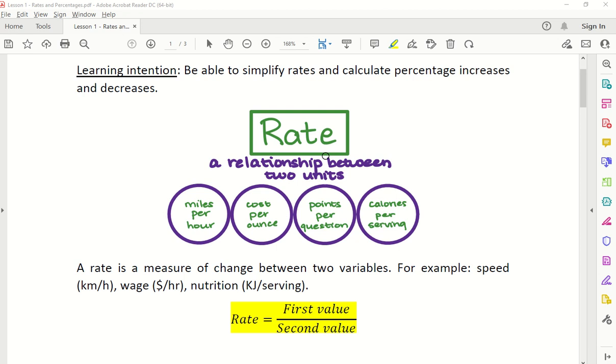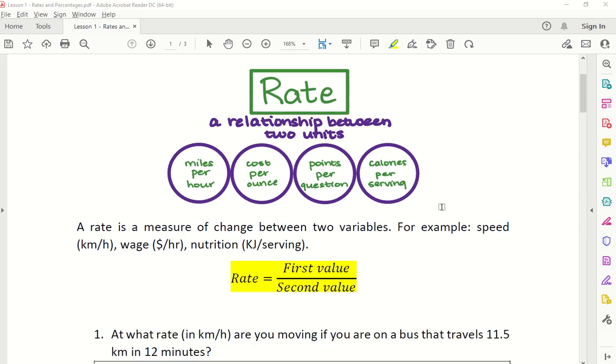So what is a rate? Well, in simplest terms, a rate is a relationship between two units. For example, speed is the most common rate: kilometers per hour, meters per second, and so on. It could be your wage, dollars per hour, or it could even be something like nutrition, the amount of kilojoules per serving. You can also see that I've got a few more examples up here.